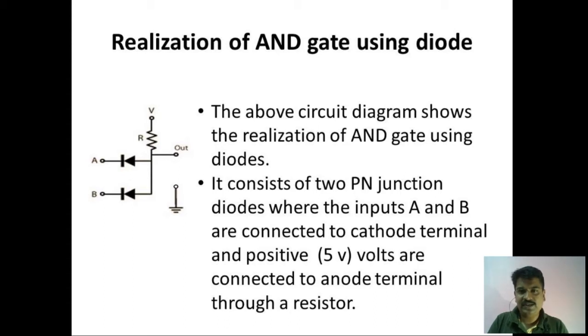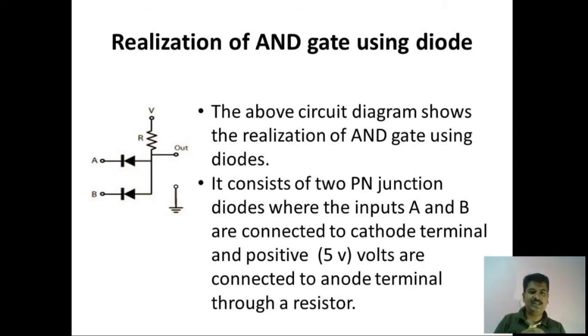This figure consists of two PN junction diodes, where A and B are the two inputs, which are connected to the cathode terminal. So A and B are connected to the cathode terminal and the anode is connected to plus 5 volts. We are giving a separate plus 5 volt voltage to the anode terminal of these two diodes.